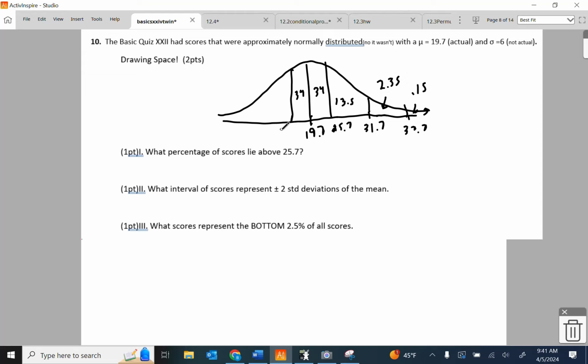If we take away 6, we're going to be sitting at, what, 13.7? If we take away 6 again, we're going to be at 7.7. If we take away 6 again, we're going to be at 1.7. And then we have a 13.5, a 2.35, and the tail, which nobody in second period will bother to watch, is 0.15. What percentage of scores lie above 25.7? That would be 13.5, 2.35, and 0.15. So that's going to be 16%, same as it's always been.